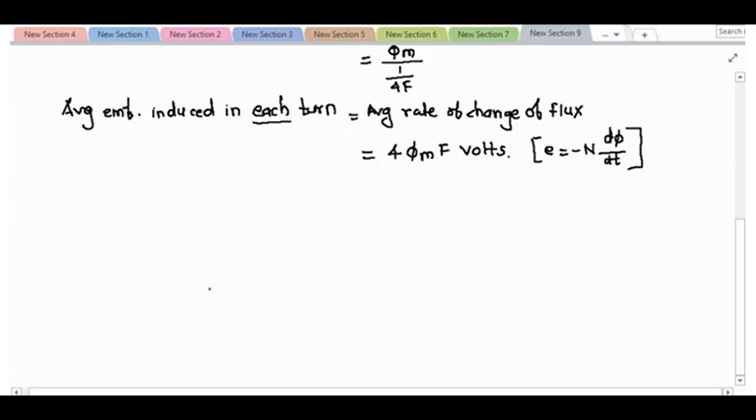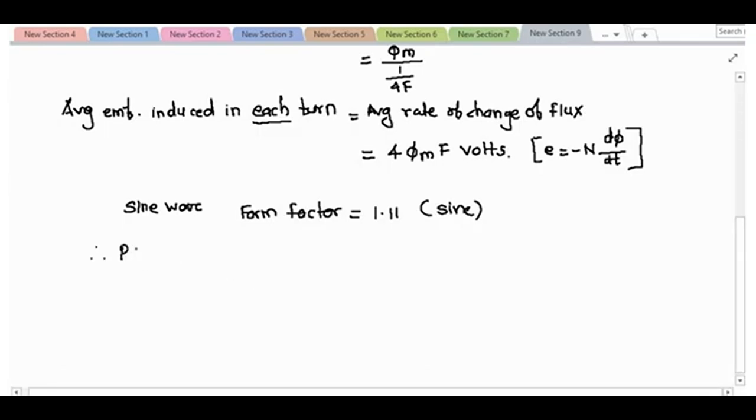Since the flux is assumed to vary sinusoidally with time, the EMF induced by it in each turn of both the windings will also be sinusoidal. Now students, we know that for a sine wave, what is the form factor? Form factor is 1.11 for a sine wave. It is nothing but the ratio of the RMS value to the average value.